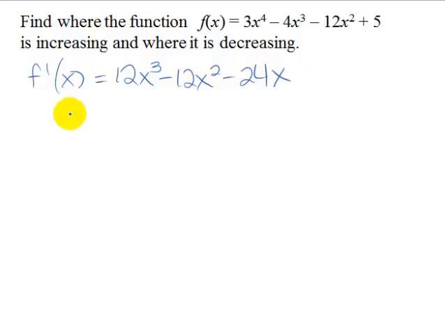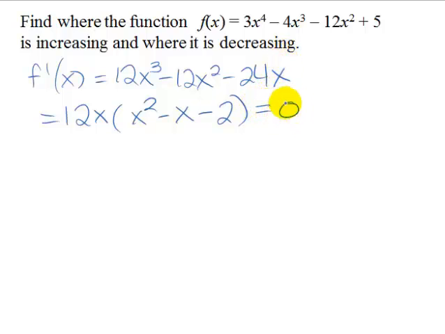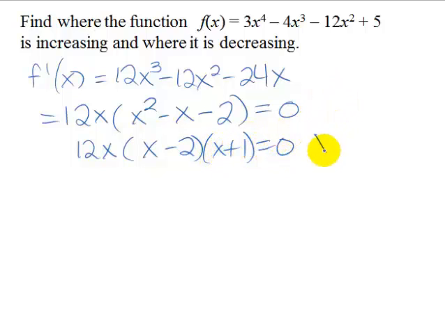So let's see about simplifying that. We can take a 12 and an x out, and that's going to be x squared minus x minus 2. And we're interested in where this equals 0 or is undefined, because that would give us our critical points, and it's never undefined, so we're interested in where it equals 0. So we have 12x, this would be x minus 2, and x plus 1. So our critical numbers are going to be 0, 2, and negative 1.